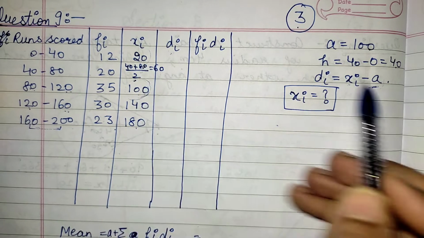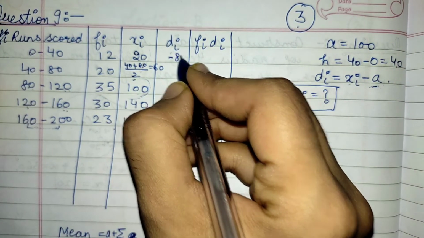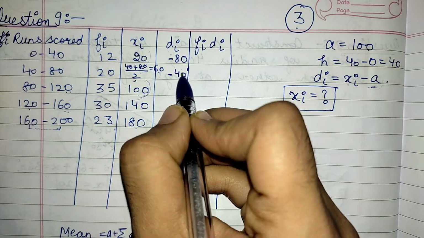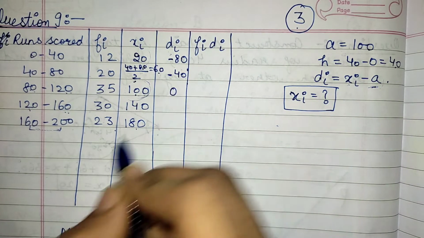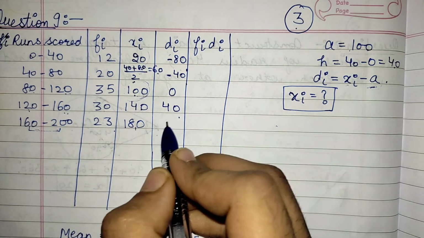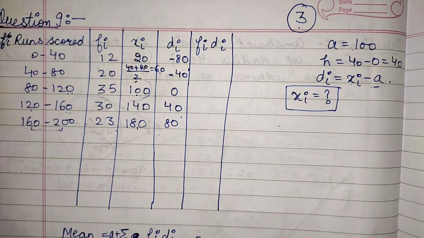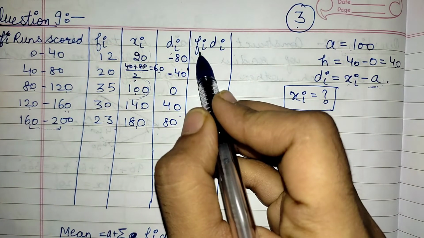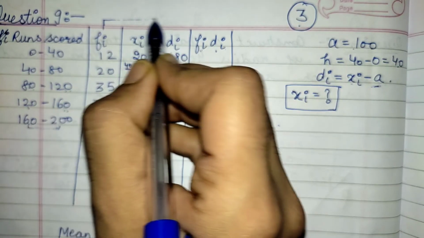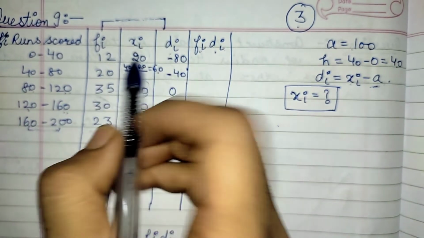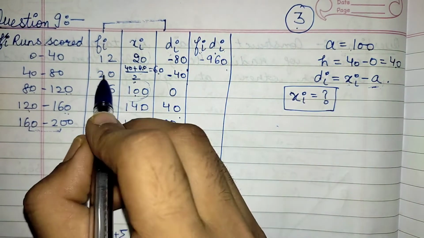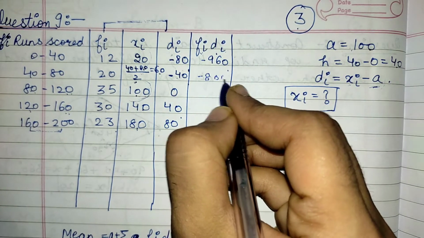xi minus a means 20 minus 100, which is equal to minus 80. Then 60 minus 100 will be minus 40. 100 minus 100 will be 0. 140 minus 100 will be 40. Then 180 minus 100 will be 80. Right, now what do I have to find? I have to find the value of fi di, which means I have to multiply these two terms, fi and di. So what will I get? 12 into minus 80 will be minus 960. Then 20 into minus 40 will be minus 800.